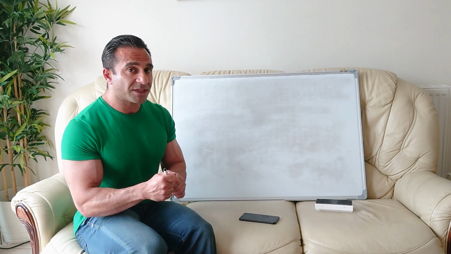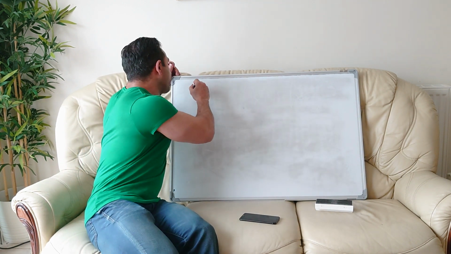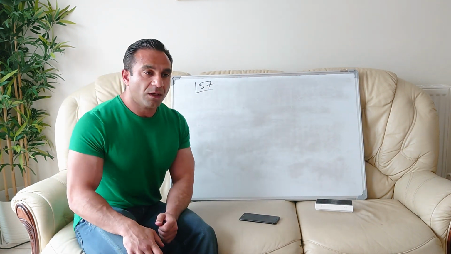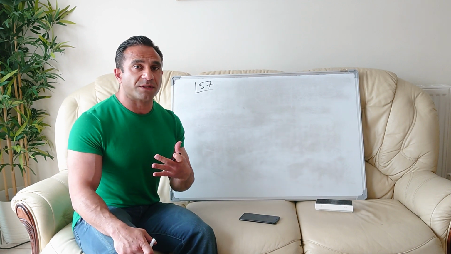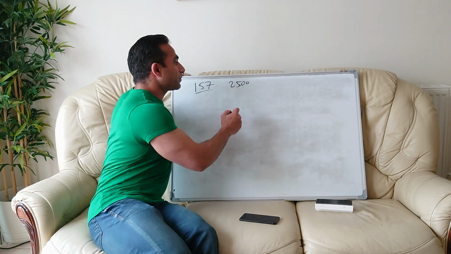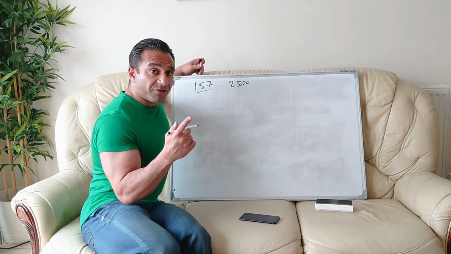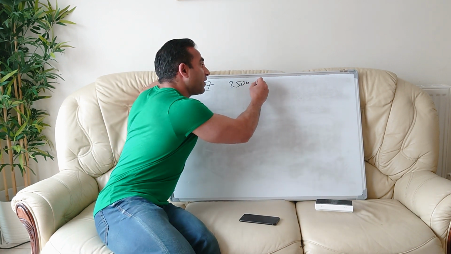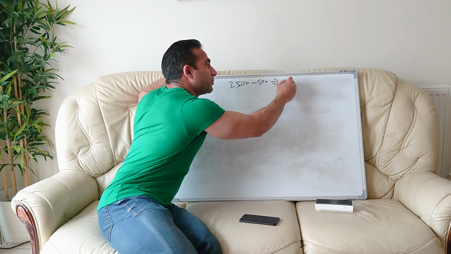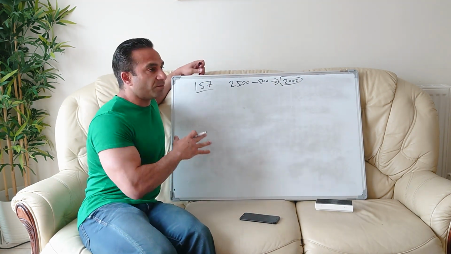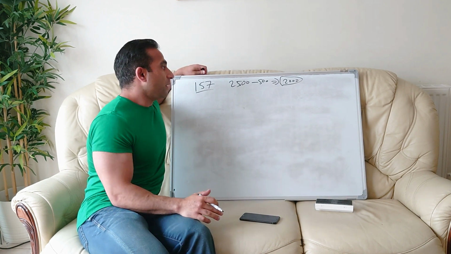So first things first, when I'm about to start a cut, I weigh myself and I am currently weighing 157 pounds. Now, I know from experience that my maintenance calories are around 2,500. And to lose a pound of fat a week, I need to create a 500 calorie deficit. So take away 500 from that, and that leaves me with 2,000 calories. And that figure I know from doing this for a number of years.